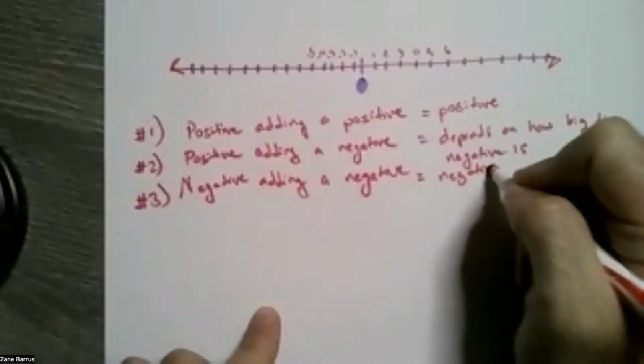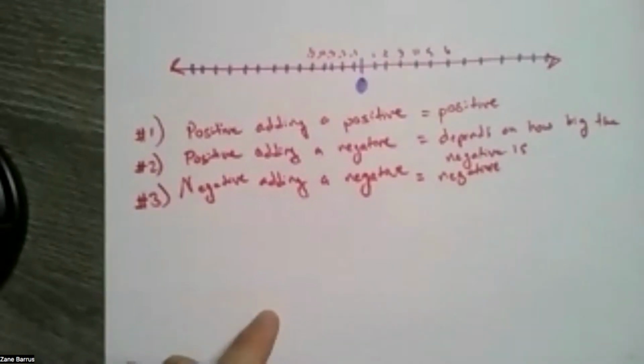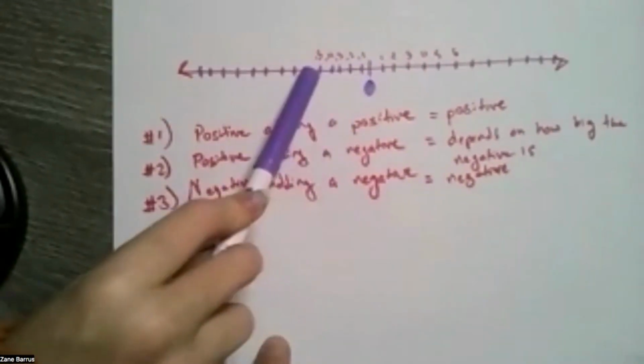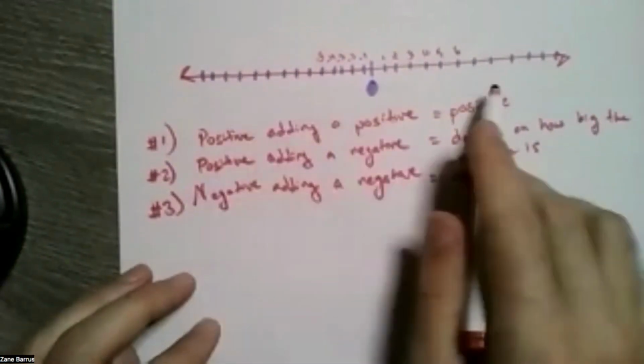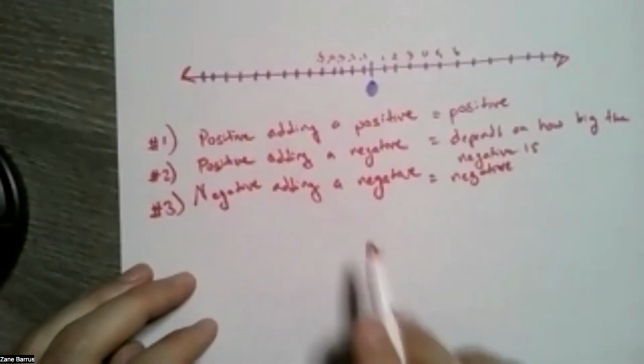Why do you think that? Because on the number line, you would just keep on going to the left, and you would never go back. Yeah, there's no way to go right if you're always adding something that's negative.